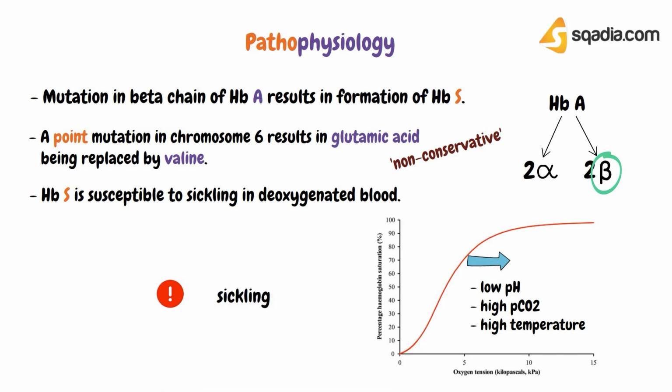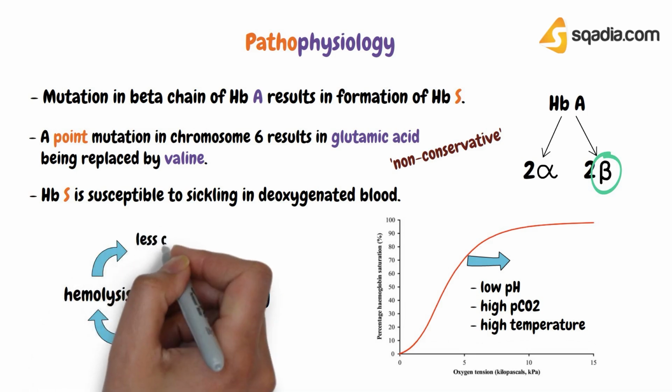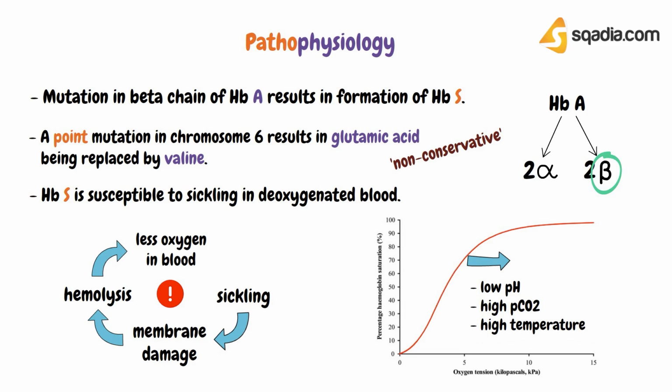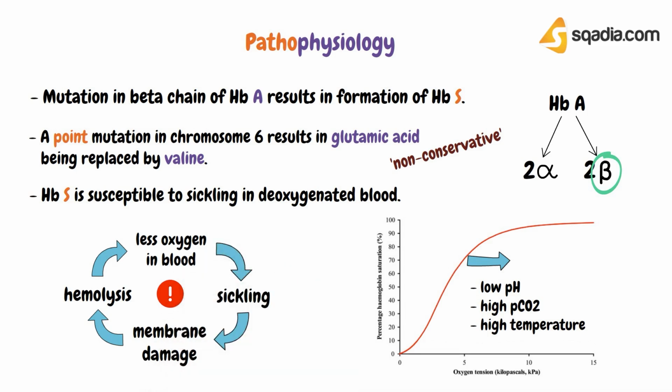Sickling or repeated sickling causes membrane damage of the red blood cells. And this leads to hemolysis. And hemolysis over time leads to decreased oxygen carrying capacity of the blood. And that in turn leads back to sickling. So that's how we have a vicious cycle because of the sickling that occurs.